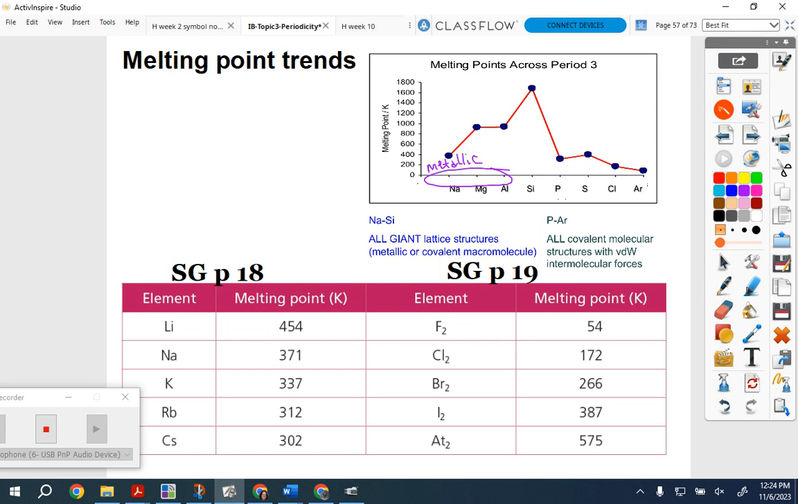Here we've got giant covalent. And then over here we've got small covalent. So small covalent molecules.